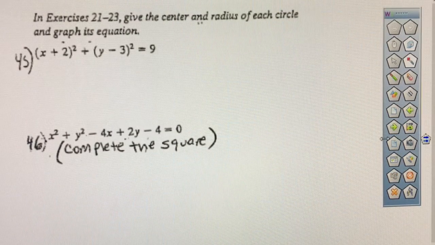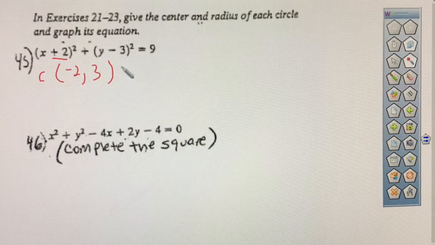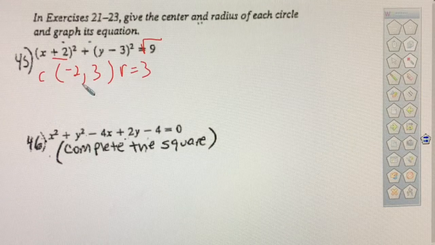Number 45, center and radius of a circle. The center is going to be at the opposite of these. So the opposite of that is negative 2. The opposite of that is 3. The radius is going to equal the square root of that number, or just 3. So that's the center and the radius.